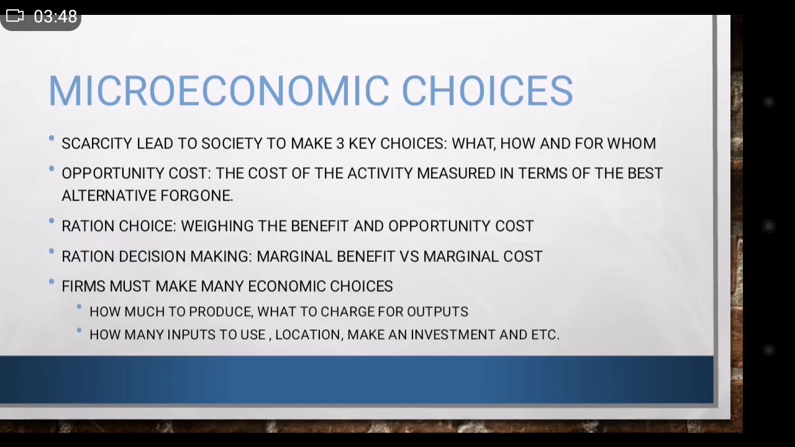A rational choice means weighing the benefits and the opportunity cost. It is just weighing whether the benefits are worth the opportunity cost. Rational decision making is weighing the marginal benefit against the marginal cost. And if your marginal benefit is less than the marginal cost, then you are being irrational.